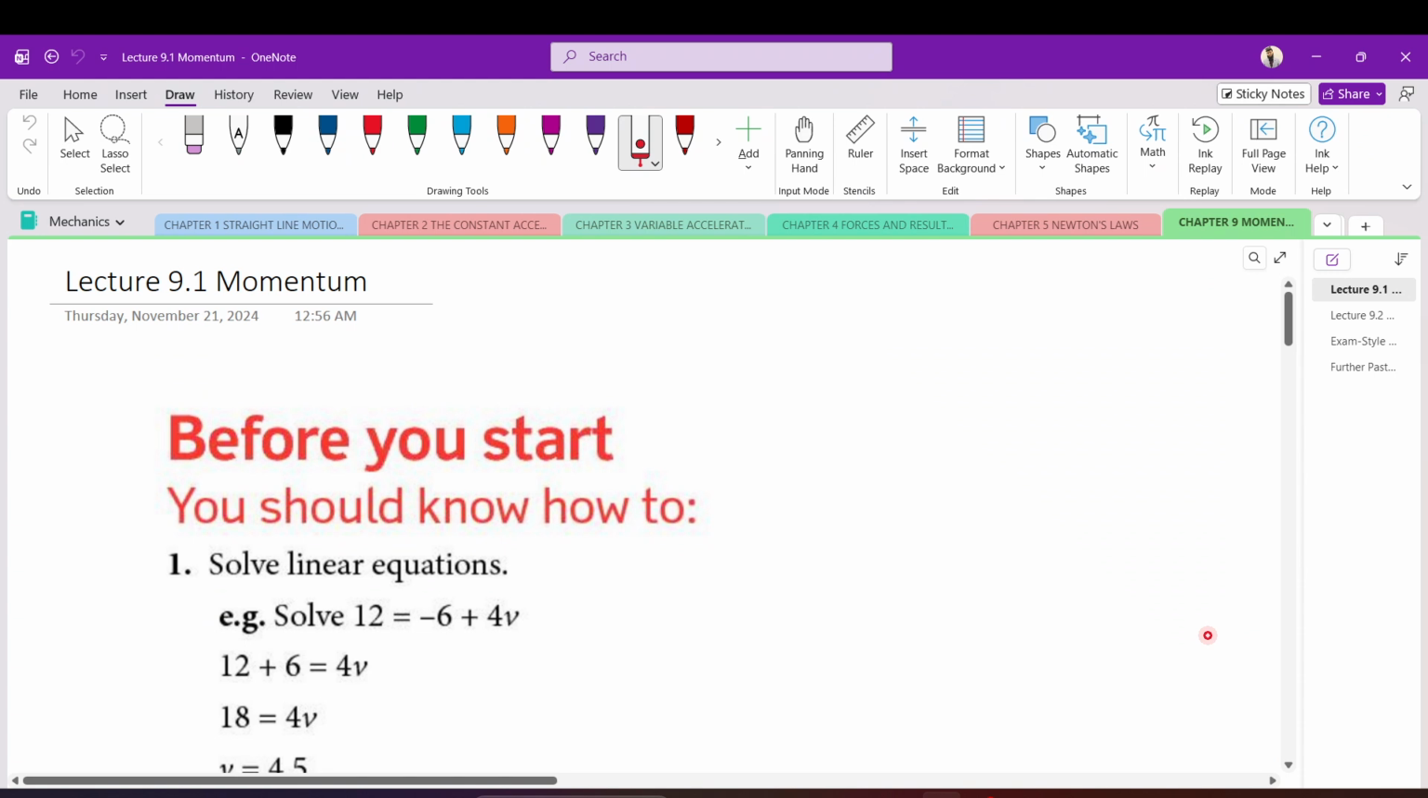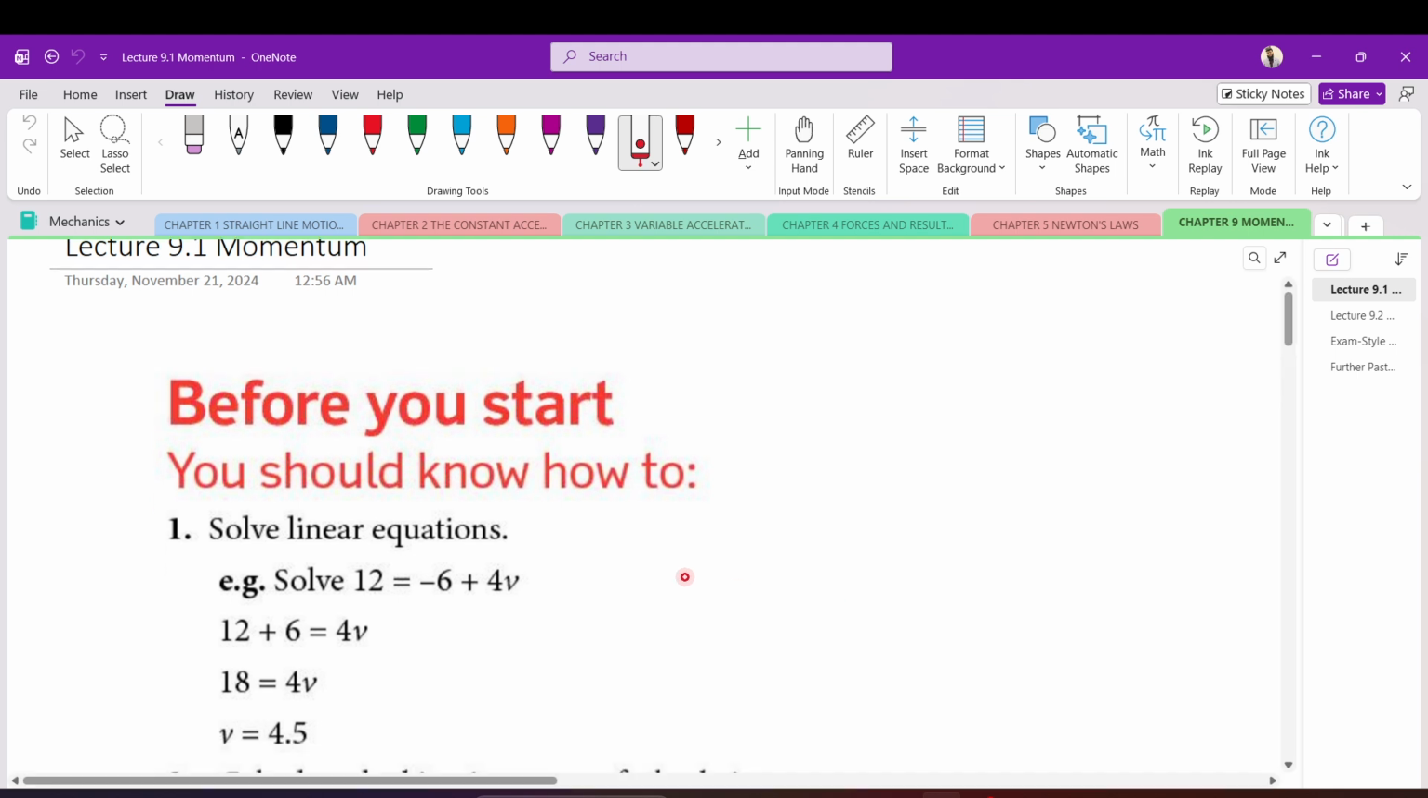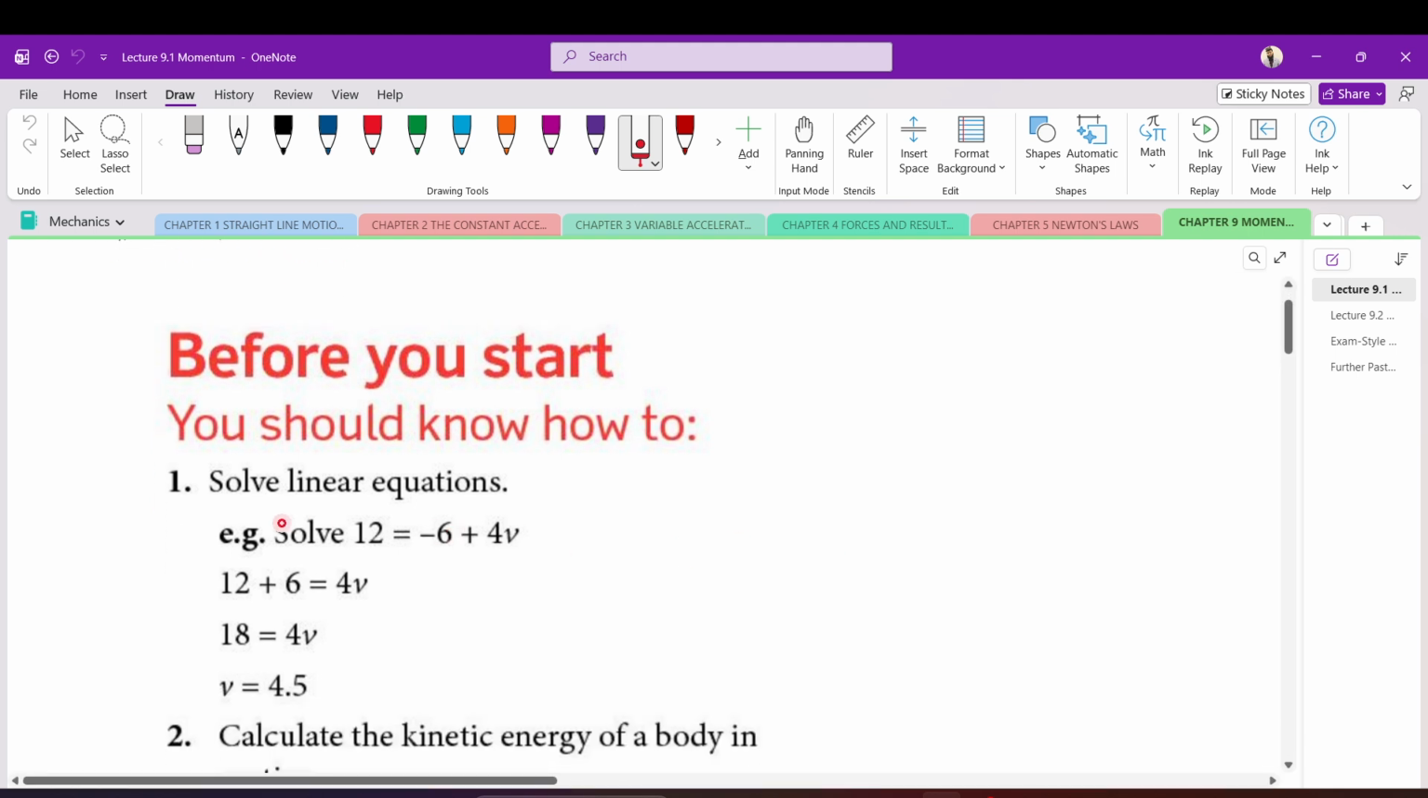Welcome to ASTC. This is Cambridge A Level Mathematics 9709 Mechanics. So today we'll be starting with our chapter number 9, which is momentum. There are a couple of prerequisites, so let's quickly take a look at them.